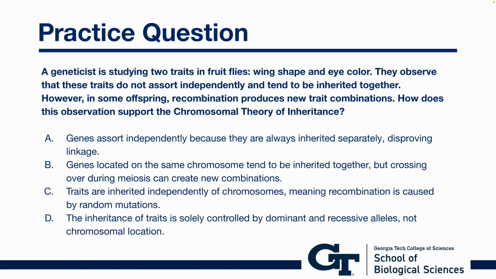Well, if we look at these answer choices here, some of them are just straight up wrong, right? Genes assort independently because they're always inherited separately. Is that true? Has linkage been disproved? No, so we know it's not A. Traits are inherited independently of chromosomes. Well, I read that and I just stopped reading. We know that's not true.